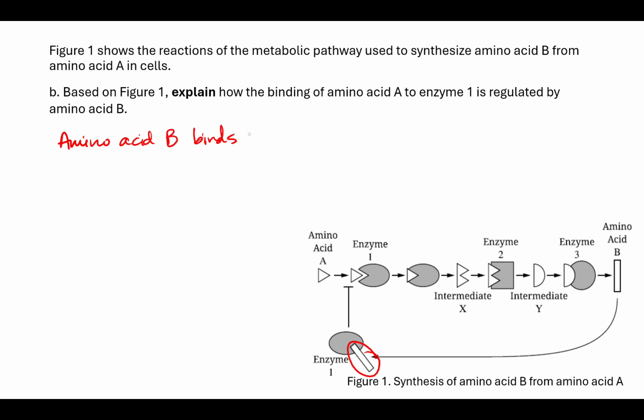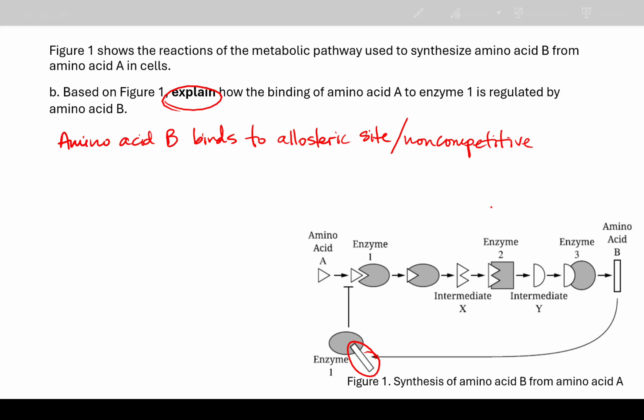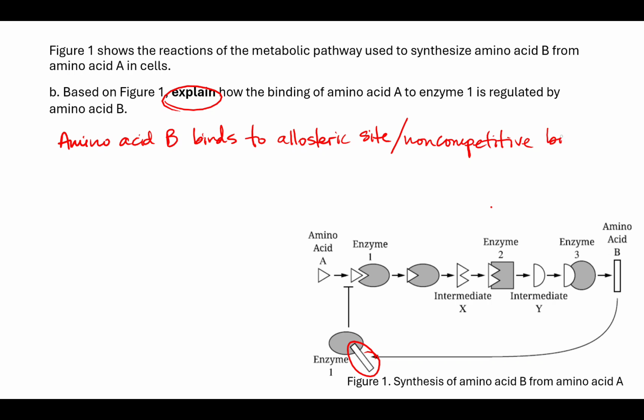binds to, and if you're remembering your fancy terms, you could remember the word allosteric site. Allo meaning different or other. Or you could also say a non-competitive binding site. It doesn't compete with the substrate. And also keep in mind this isn't explained, so going into more detail is not necessarily a bad thing. Of enzyme 1. And notice what happens to enzyme 1 when amino acid B binds.